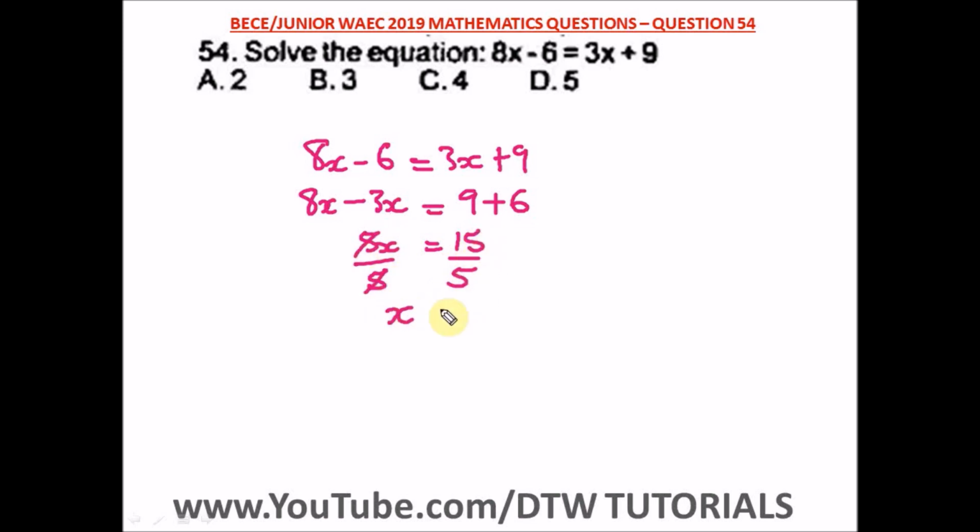In dividing 5 and 15, we'll go how many times? 3 times. So x is equal to 3. Our right option here is option B.